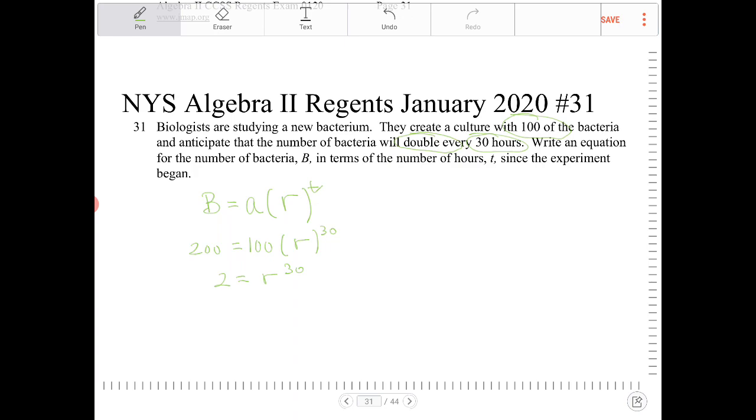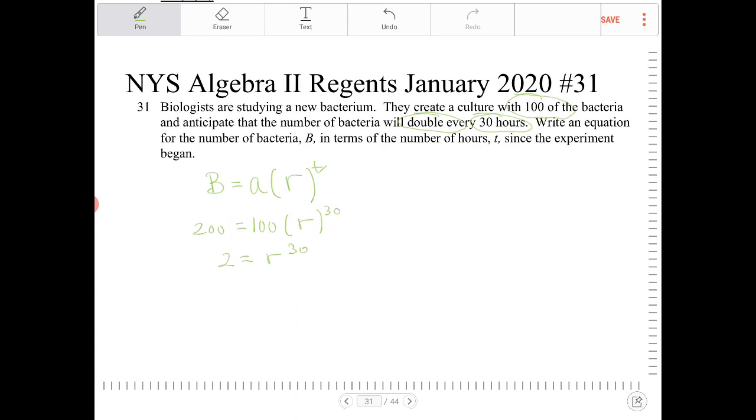Let's solve for R. So to do that, I'm going to raise both sides by the reciprocal of the power of 30, right? So I'm going to raise both sides by 1/30. So R will equal 2 to the 1/30. So now that I know what R is equal to, 2 to the 1/30.